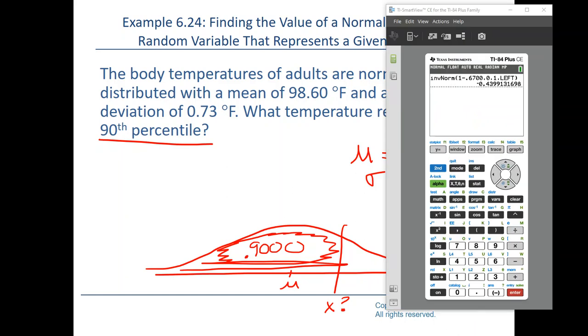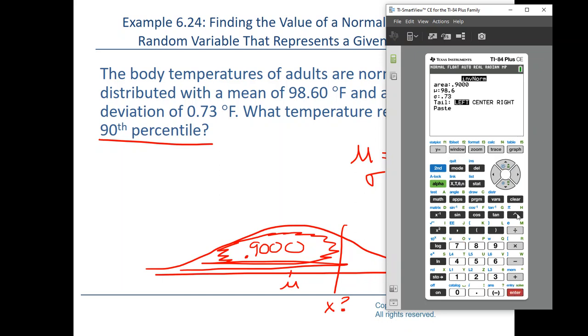Okay, so pulling up my calculator here, I'm going to clear out what I have so I can start fresh. Second, vars, number 3. I'm going to put in that 0.9000. You don't actually have to put all the extra zeros there, but I like to put them there just in case. I'm going to type in what my mean is. I'm going to type in what my standard deviation is.